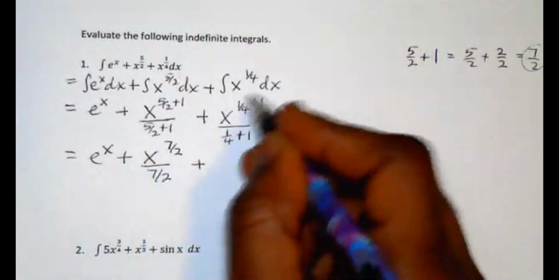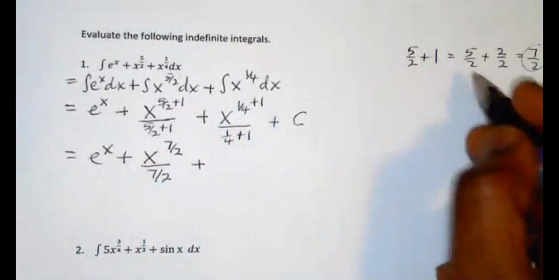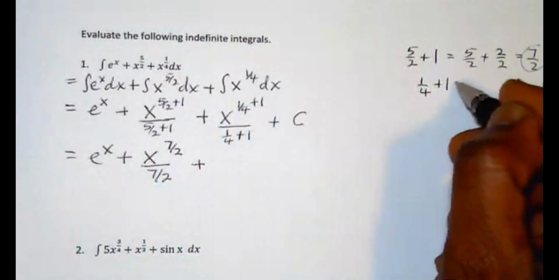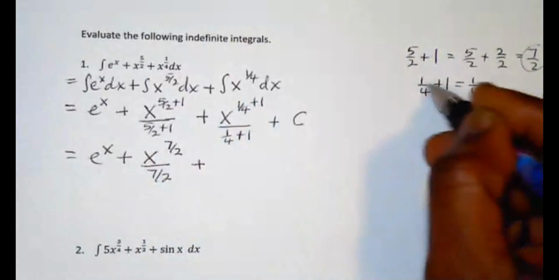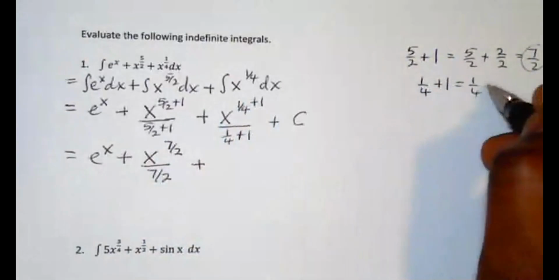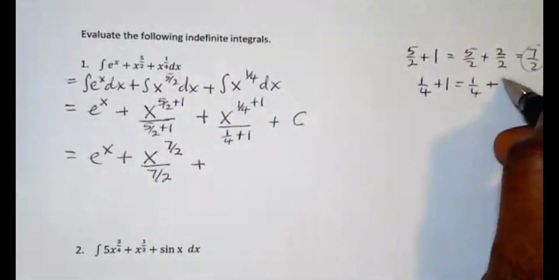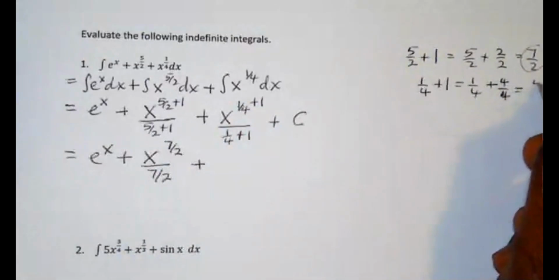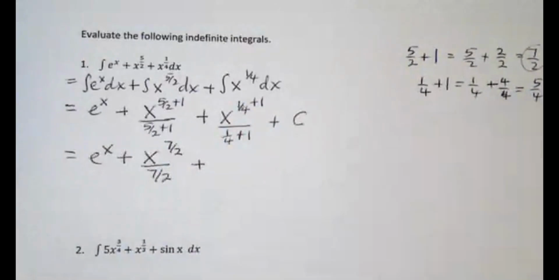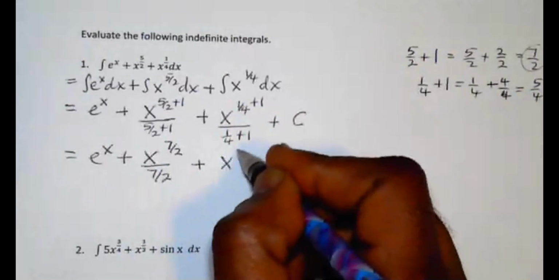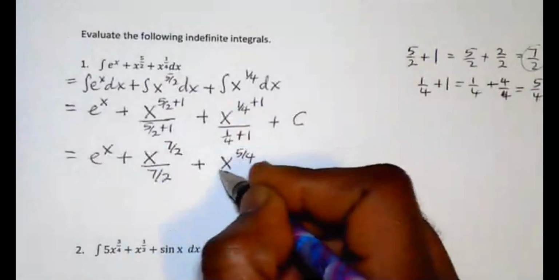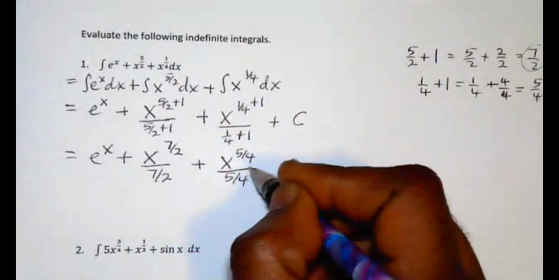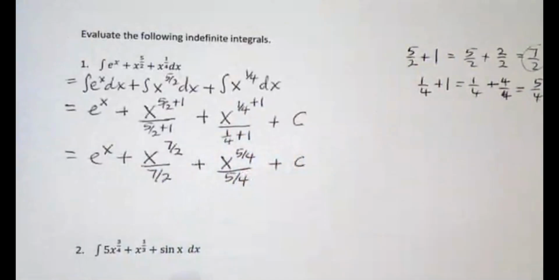Plus, do the same thing here, add 1 over 4 to 1, so it's 1 over 4 plus 1, which is the same as 1 over 4, LCD is 4, but this is 1 over 1. So you have plus 4 over 4, and that gives us 5 over 4. So this would be x to the power 5 over 4. Divide this by the sum, which is 5 over 4, plus the constant c. Right?